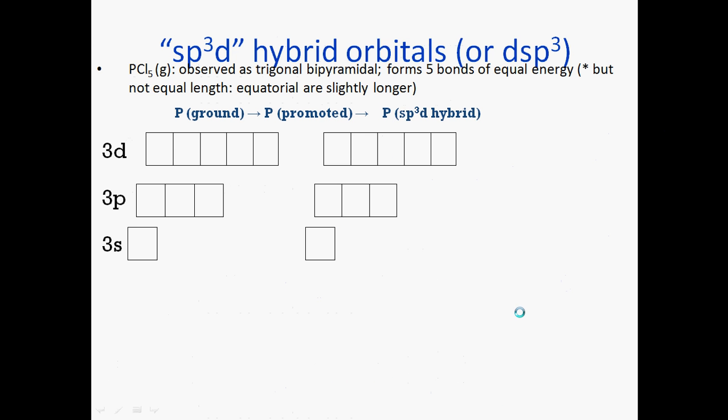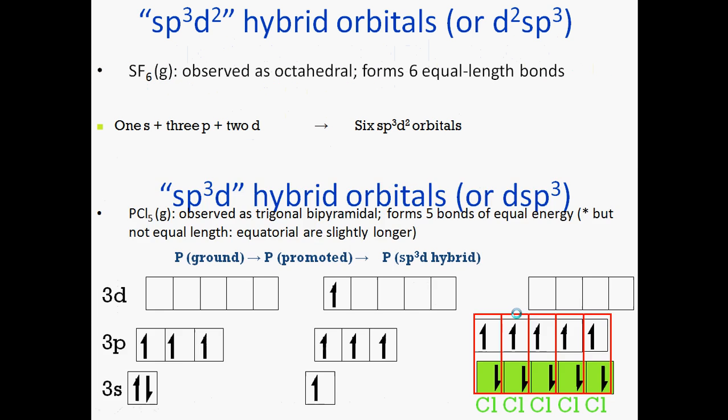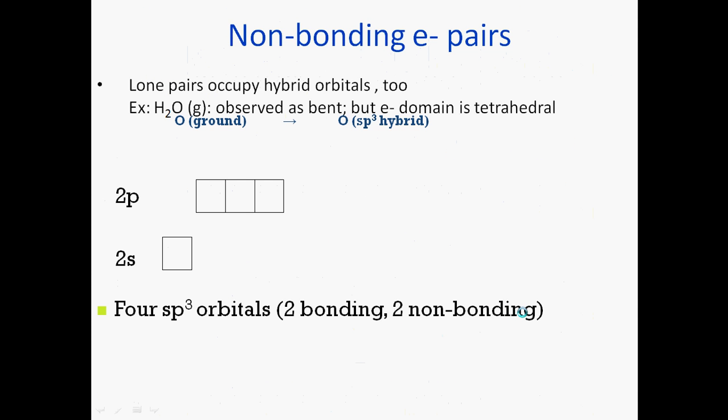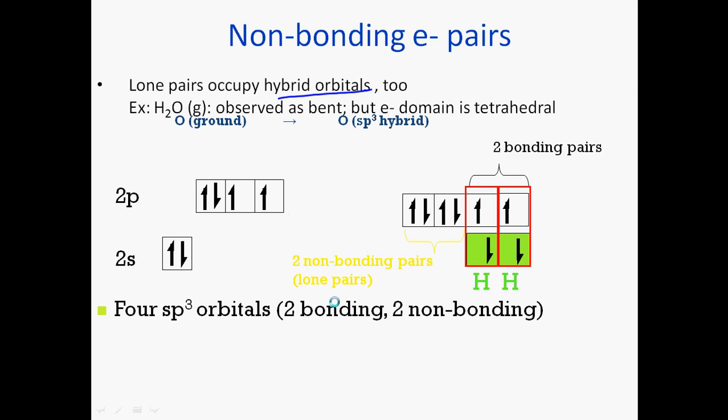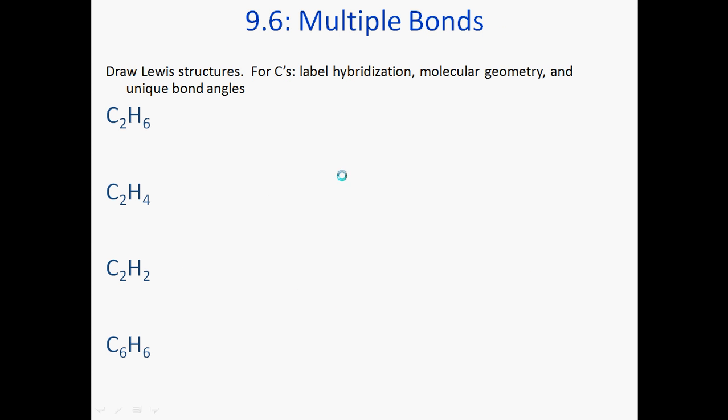SP3D are trigonal bipyramidal, and SP3D2 are octahedral. Now, the non-bonding or lone pairs occupy hybrid orbitals too. So if you have a lone pair, that can occupy a hybrid orbital. And now the big question is, if you have any molecule, let's say water molecule, and you wanted to predict what's the hybridization on the central atom.